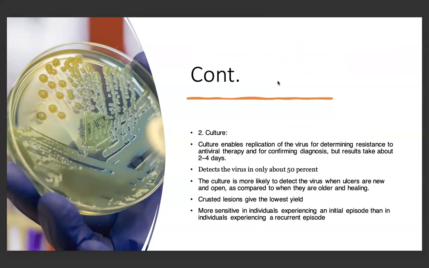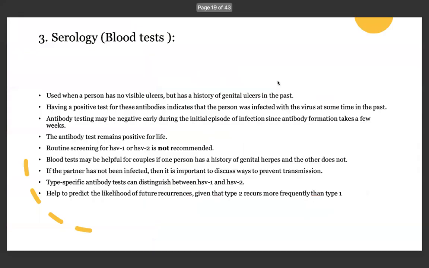Culture is more sensitive when individuals are experiencing an initial episode than when experiencing a recurrent episode. Serological tests are used when a person has no visible ulcer but has a history of genital ulcer in the past. A positive test for these antibodies indicates that the person was infected with the virus at some time in the past. Antibody testing may be negative early during the initial episode of infection.